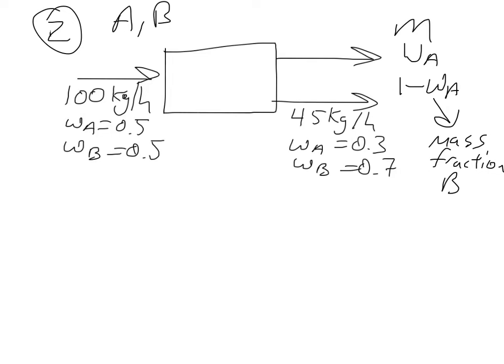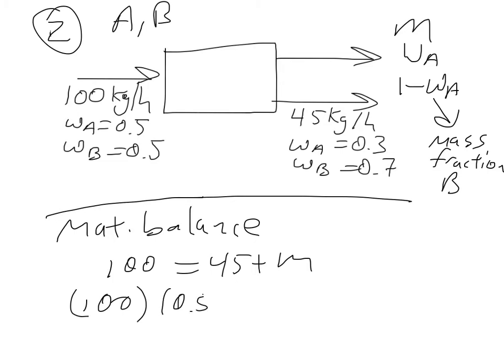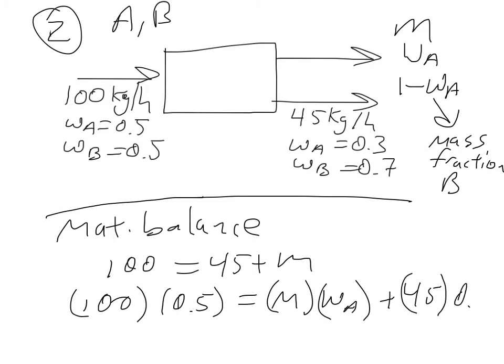In this case, we'll write out our two equations, coming from the material balance. Our total again: 100 is equal to 45 plus M. Our balance on A is 100 times 0.5 is equal to M times WA plus 45 times 0.3. So that's our material balance on A.